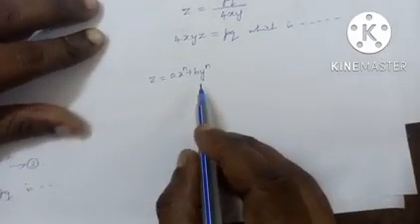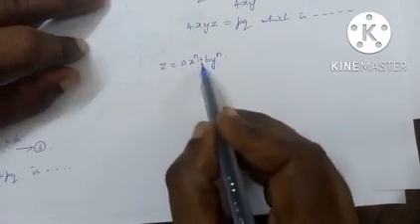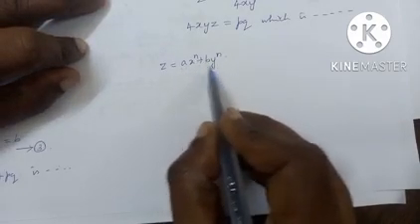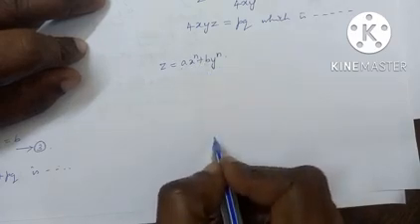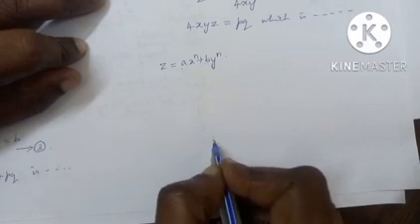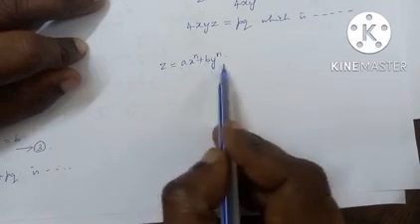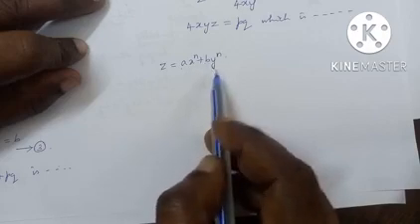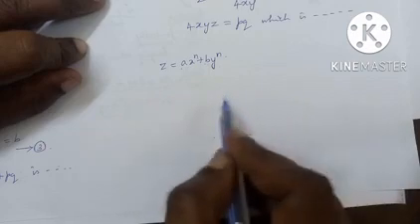Z equal to a x power n plus b y power n. A and b are arbitrary constants. X and y are independent variables. So before solving, you should know whether your equation will be a first order PDE or a second order PDE. When the number of arbitrary constants is equal to the number of independent variables, the equation is a first order partial differential equation. Our answer contains only p and q.